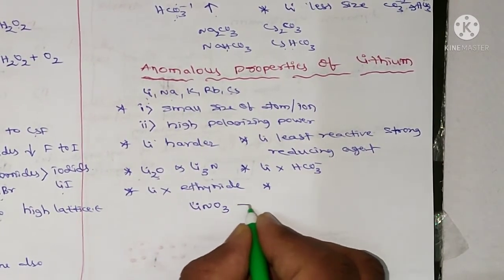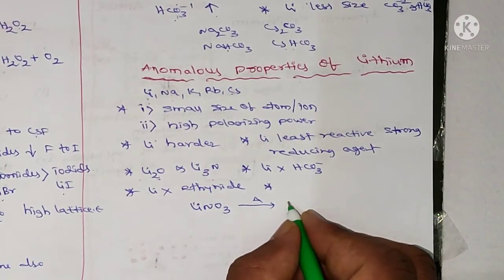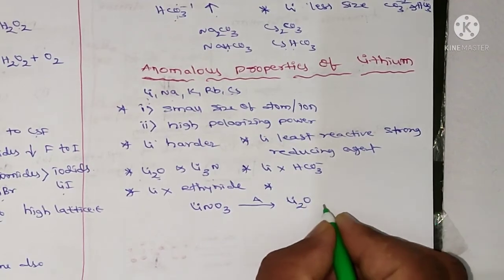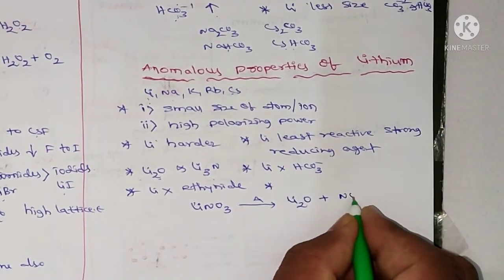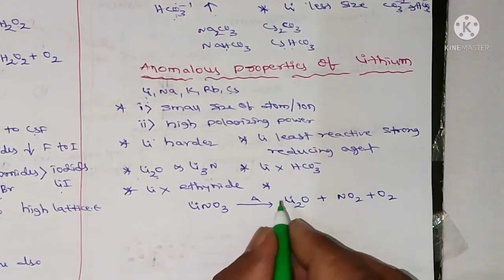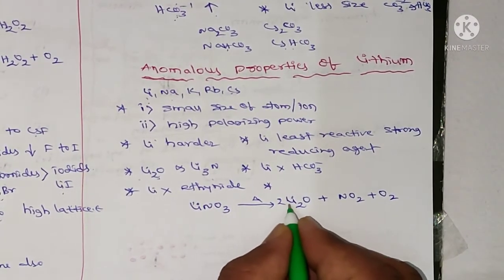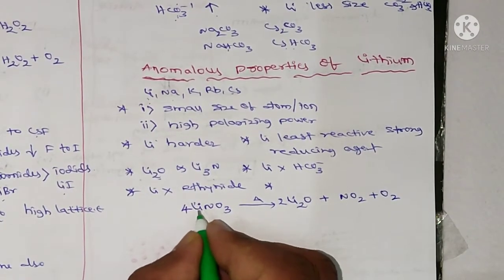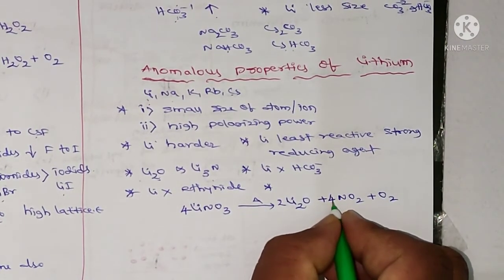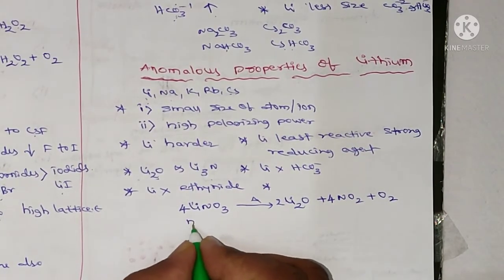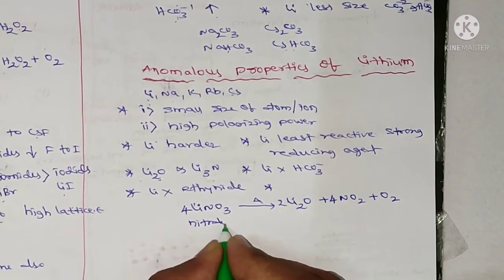And on heating, lithium nitrate, LiNO3, can give lithium monoxide Li2O plus NO2 plus O2. So let me take here 2 and the lithium's 4. So let me take here 4 and nitrogen's 4. So let me take here 4. Now it is a balanced equation. So here it is a lithium nitrate.